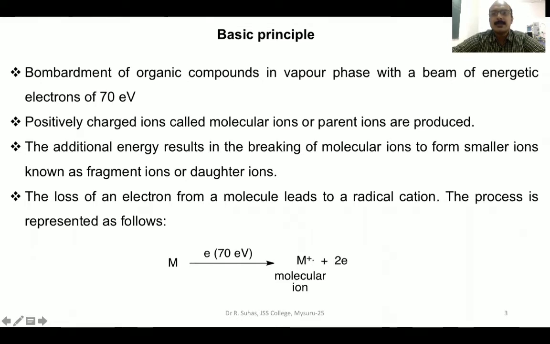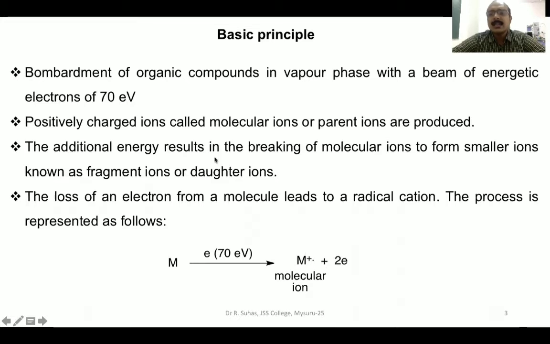Coming to the basic principle, here instead of using any radiation, we use a beam of highly energetic electrons, roughly 70 electron volts. The prerequisite for mass spectrometry is that the sample should be in the vapor phase. So you take the sample, vaporize it, and then bombard the molecule with a high-energy beam of electrons, roughly 70 electron volts. This results in the formation of positively charged ions called molecular ions, also called parent ions. These are generally represented as M plus radical.